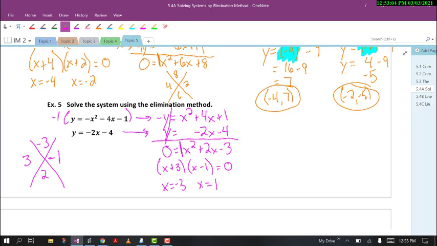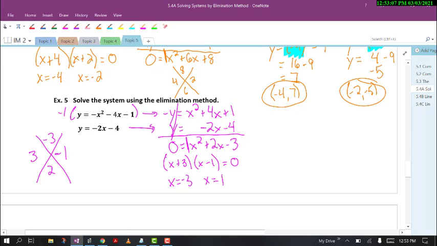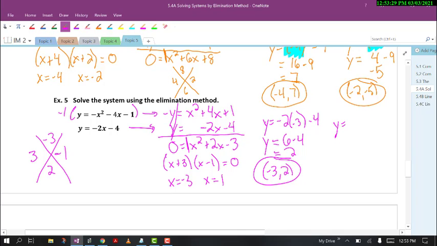Second equation's easier, it's only got 2 terms. So that's what I'm going to do. So y equals -2 times -3 minus 4. That would be 6 minus 4, or 2. Then -3, oops, -3 comma 2 is our first solution. Our second one, substitute in 1 for x. So that's -2 minus 4, or -6. So our second solution is 1 comma -6.